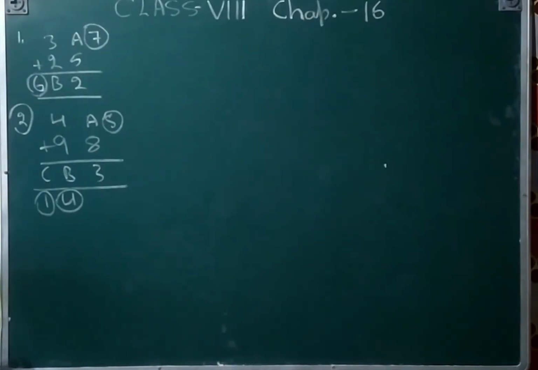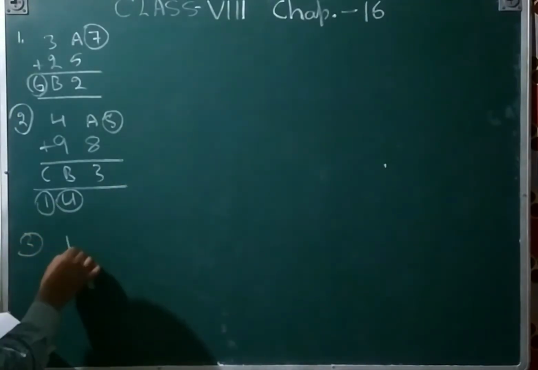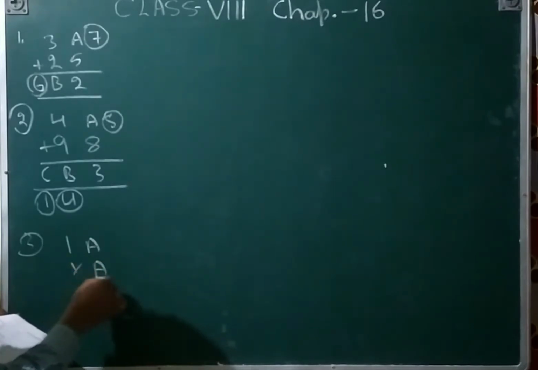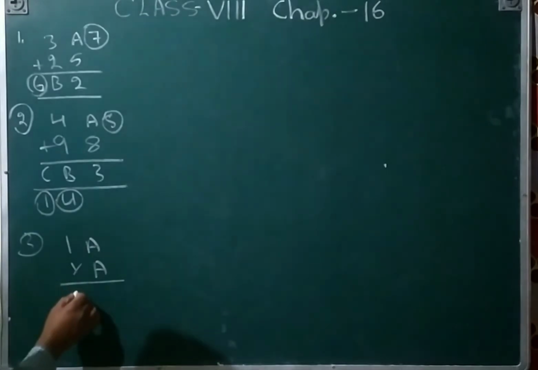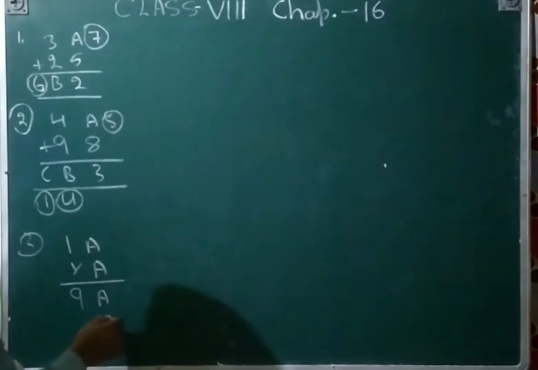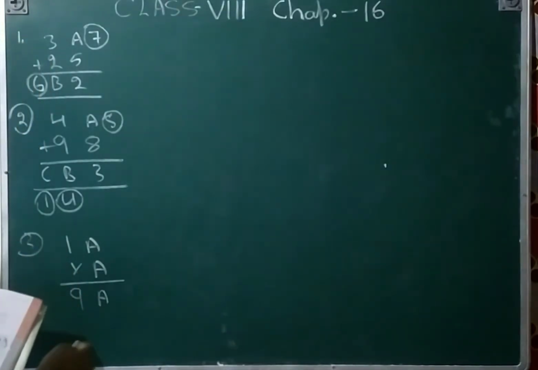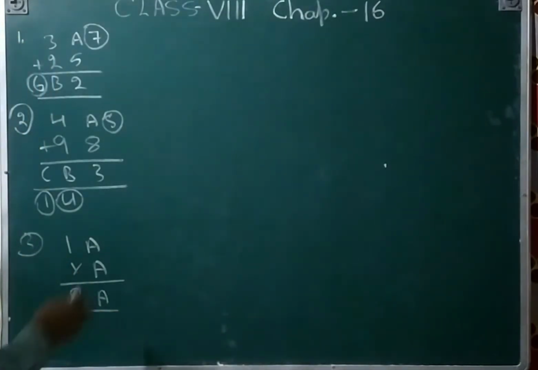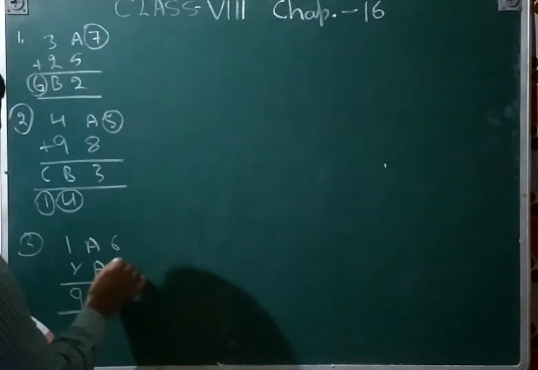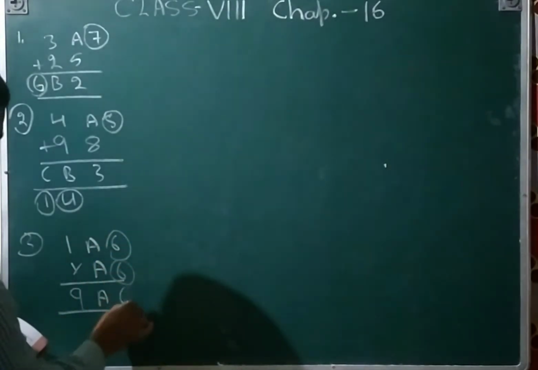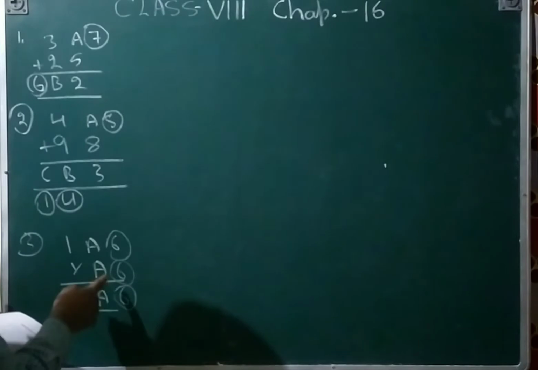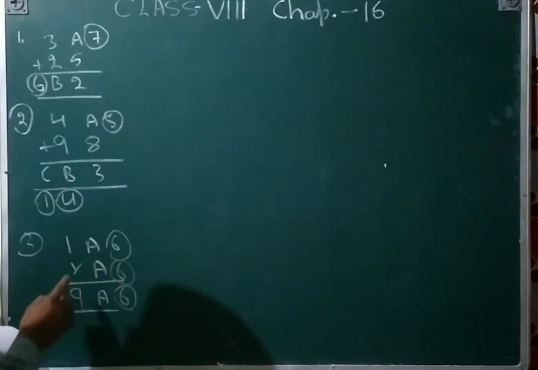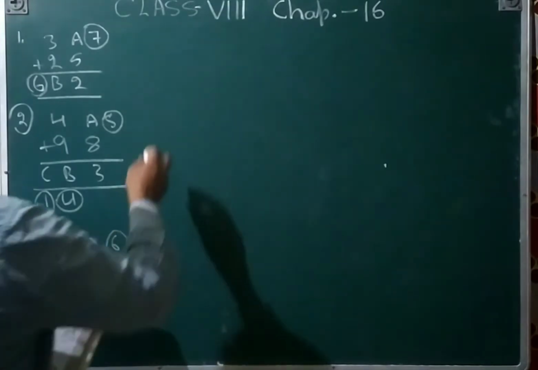Third question: 1AA multiplied by A gives 9A. So what will be the value of A? 6 times 6 is 36. It means the last digit is A, and carry 3. 6 times 1 is 6, plus 3 is 9. So that value will be 6.